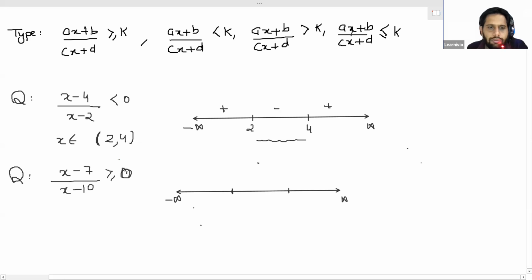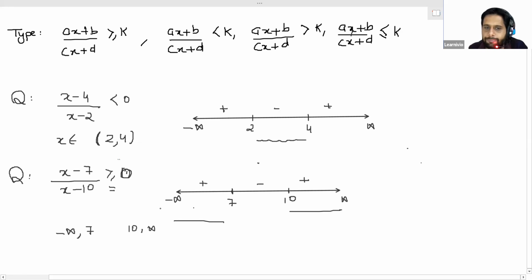Okay, so Iram, did you complete this? What are the critical points you are getting? I got 7 and 10. 7 and 10, very good. So to the rightmost side, positive, negative, and positive. Okay, Joan, from this expression, can you tell me that we need to take positive or negative? Positive. Okay, very good. So we will take this part. So we will get minus infinity to 7, and then we will get 10 to infinity.